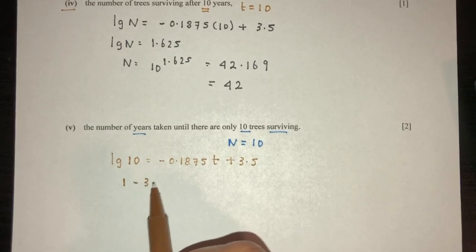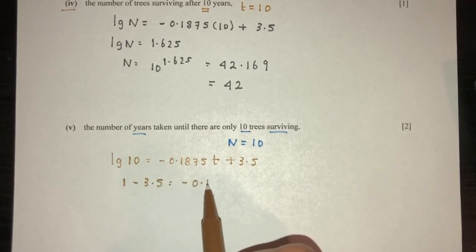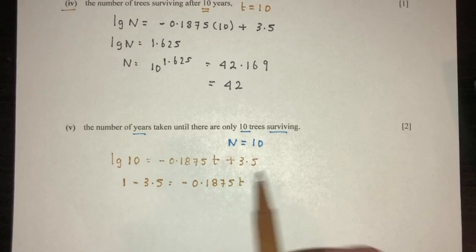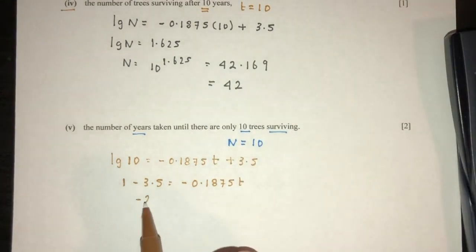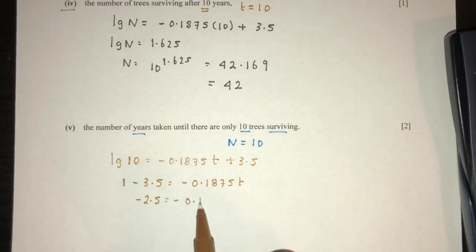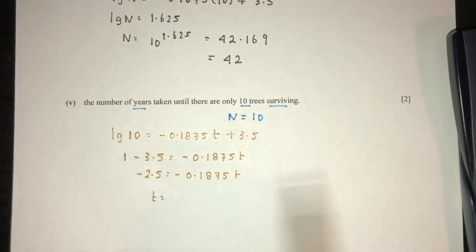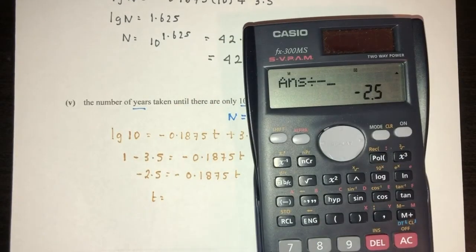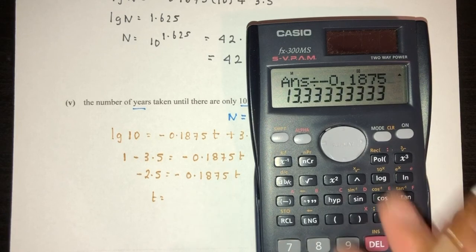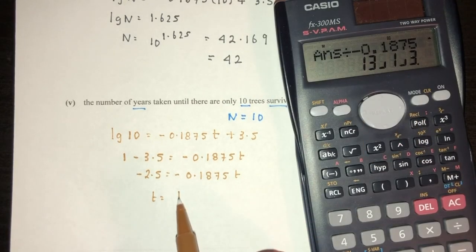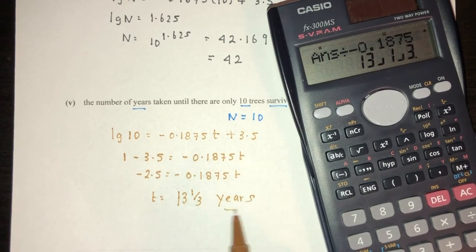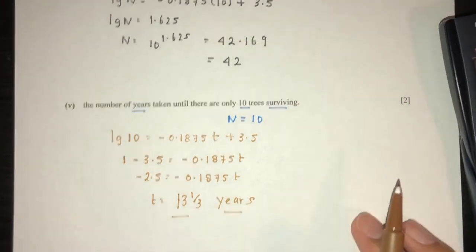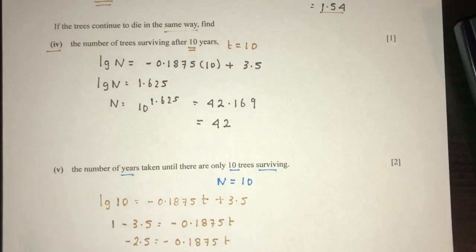You have minus 3.5 is equal to minus 0.1875 times t. So 1 minus 3.5 will be minus 2.5 equals minus 0.1875 t. So t will be what? Let's see. This divided by minus 0.1875. That will be 13 and 1/3 years. Okay, it will take that long for only 10 trees to be remaining.